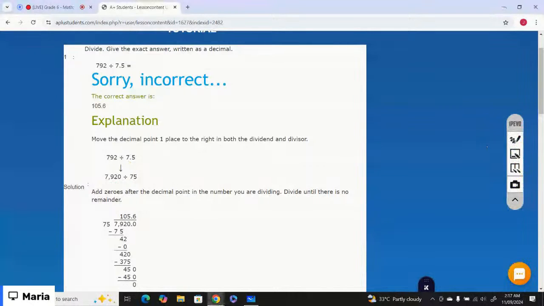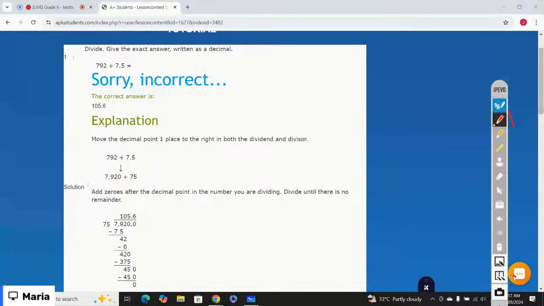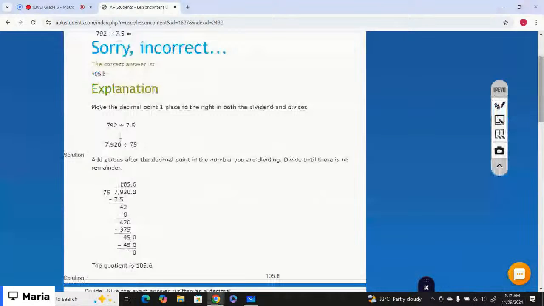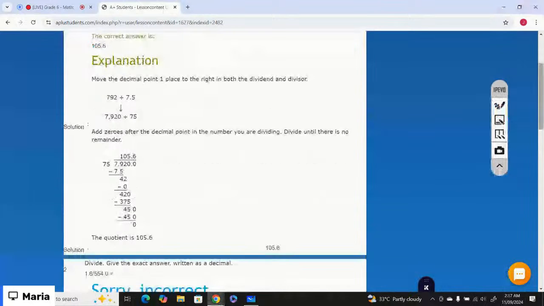Why are you moving the decimal point one place right? Because the divisor is 7.5 and the divisor has one decimal place, right? So basically you are going to remove the decimal point from the divisor, so you have to move the decimal point one place right for both dividend and divisor, right? First you have to move the decimal point and then you have to divide. So that is 7920 divided by 75, right? You can divide until you have no remainder.